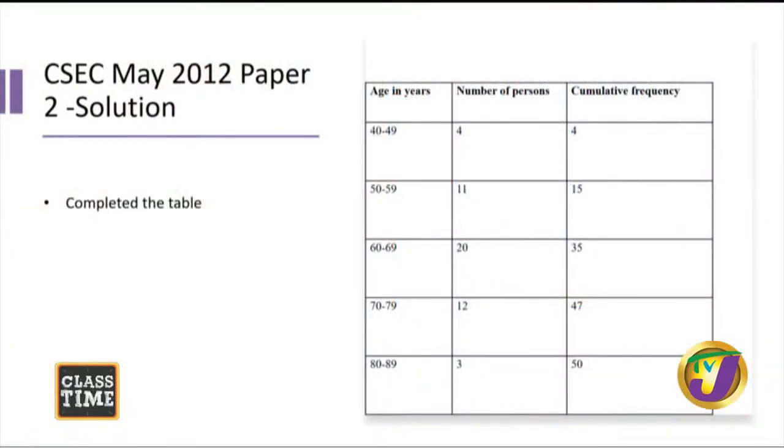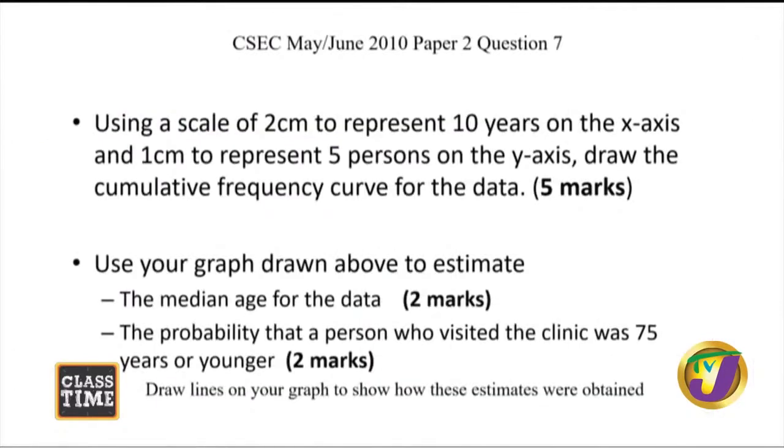All right. You want us to step it up? Definitely. Let's step it up. All right, so here you're asked now to use a scale of 2 centimeters to represent 10 years on the x-axis. That's your horizontal axis. And 1 centimeter to represent 5 persons on the y-axis. And we're going to draw a cumulative frequency curve for the data. That's 5 marks.